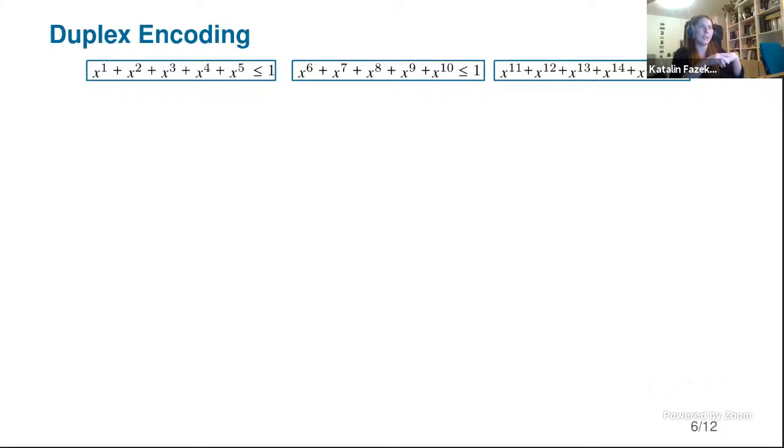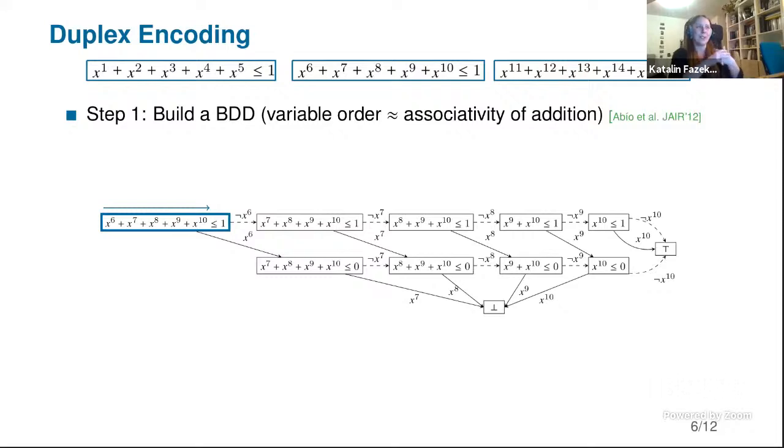With these selected constraints, as a very first step, we simply built a binary decision diagram for each of the selected at most 1 constraints. For this, we used a method which was introduced for pseudo-Boolean constraints in 2012. One observation in this building step is that the order of the decision variables in this BDD basically implicitly determines how we evaluate the sum on the left-hand side of the constraint.